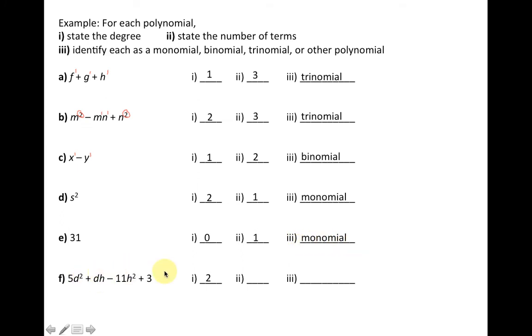And finally we have degree 2 for this polynomial, and the reasoning for that is that the first term has degree 2. The second term has degree 1 plus 1 is 2. The third term has degree 2, and the fourth term doesn't have any variables, so it has degree 0. Of all 4 of these terms, the highest degree is 2. There are 1, 2, 3, 4 terms here. So we don't have a special name for this. We're just going to refer to this as another polynomial.